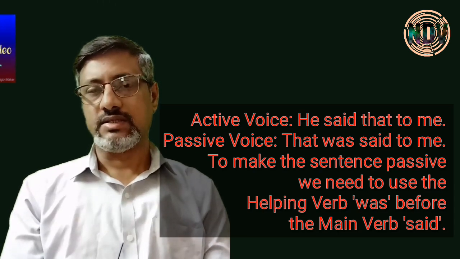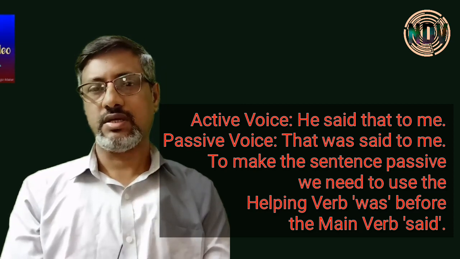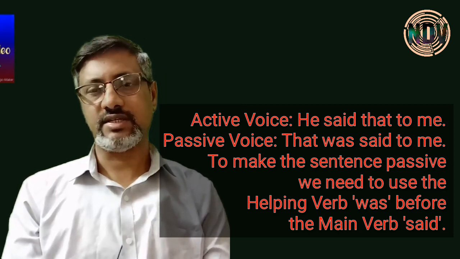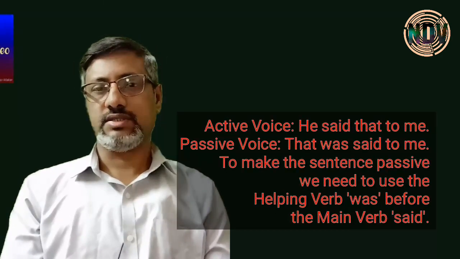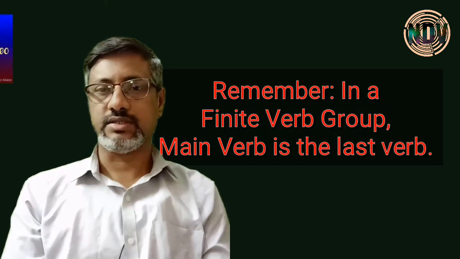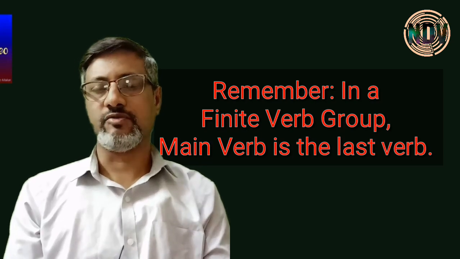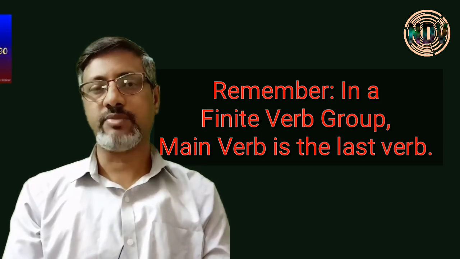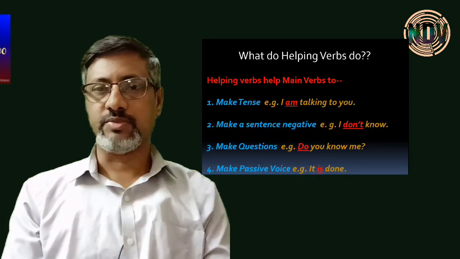So that was said to me. That was said to me. So here, was is the helping verb, said is the main verb. So to make a sentence passive, we need helping verbs as well. So I have shown you the basic thing to remember is that the main verb is always the last item of a verb group, whereas the helping verbs are all those verbs in the verb group preceding the main verb. So let us remember it that way.